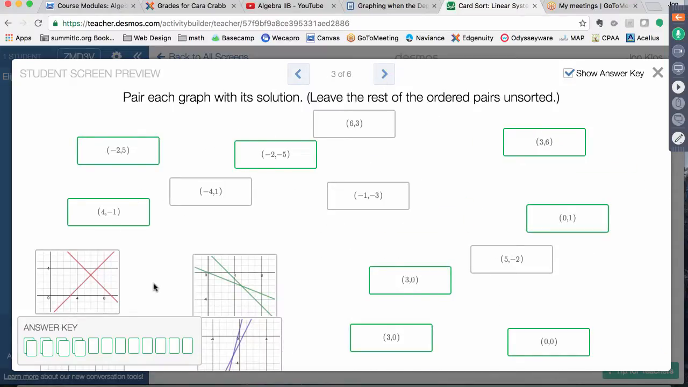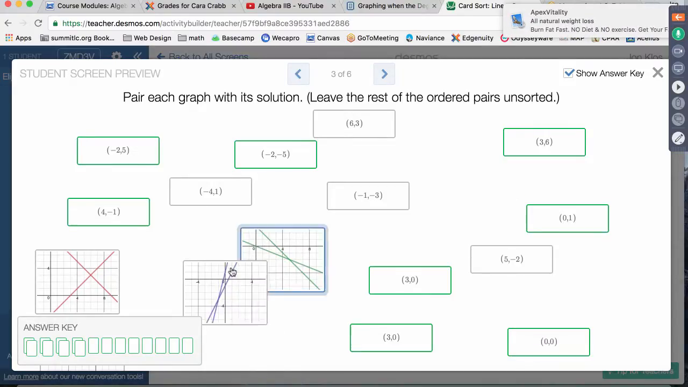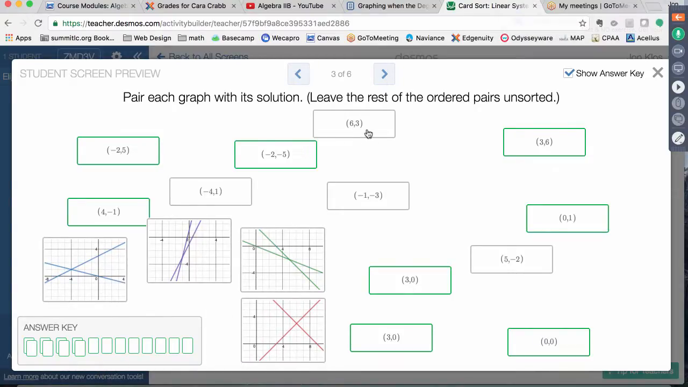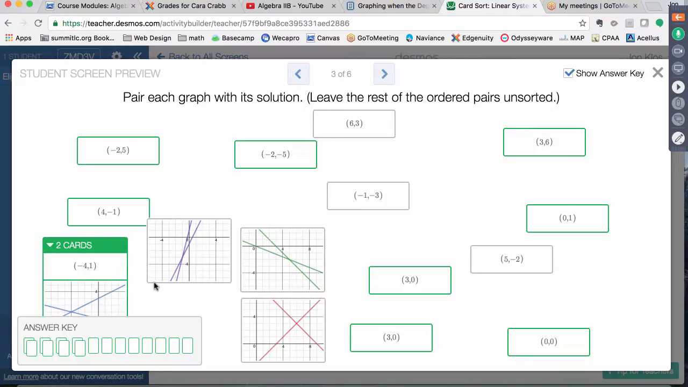Now here's where I've got some fun parts. I've got graphs, I've got solution points, and I need to match each graph over here. 1, 2, 3, and there's one more hidden over here, 4 graphs with the right solution. So if I look at this one on the left here, it looks like it intersects at -4 and 1. So I'm going to find -4 and 1 and put those over, just like that.